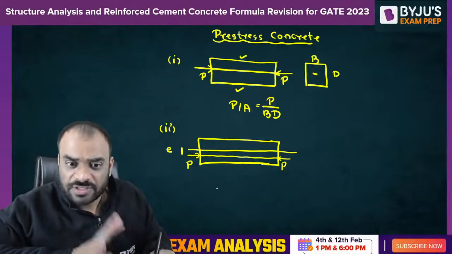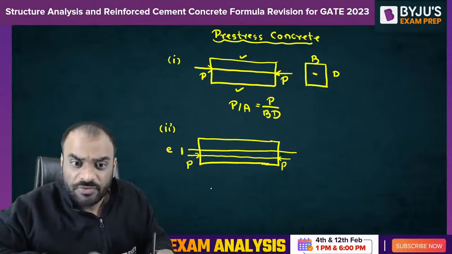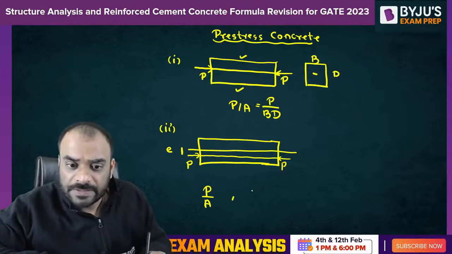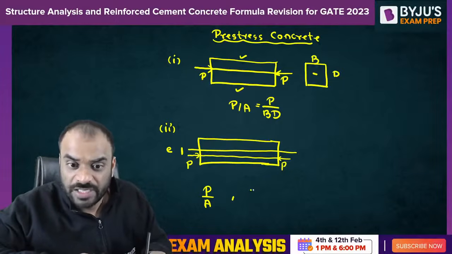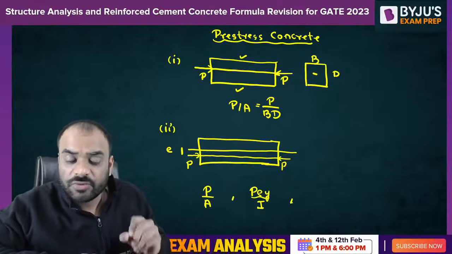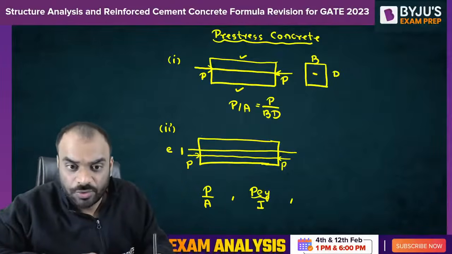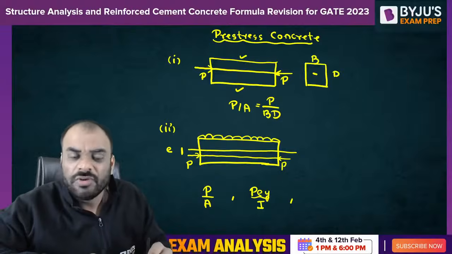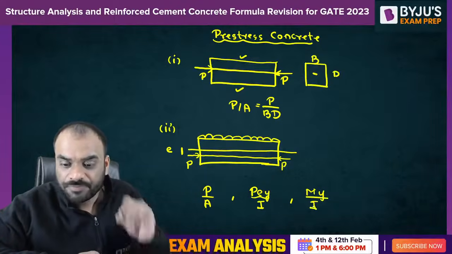Very easy. First of all, please remember certain formulas, guys, and according to that you have to apply them. First one is direct stress, which will be P by A. Second is bending stress due to the pre-stressing force, and that will be PEY by I. Next one is the bending stress due to the applied load. Let us suppose due to some moment, whether live load or dead load, we'll have some stress, MY by I, right?